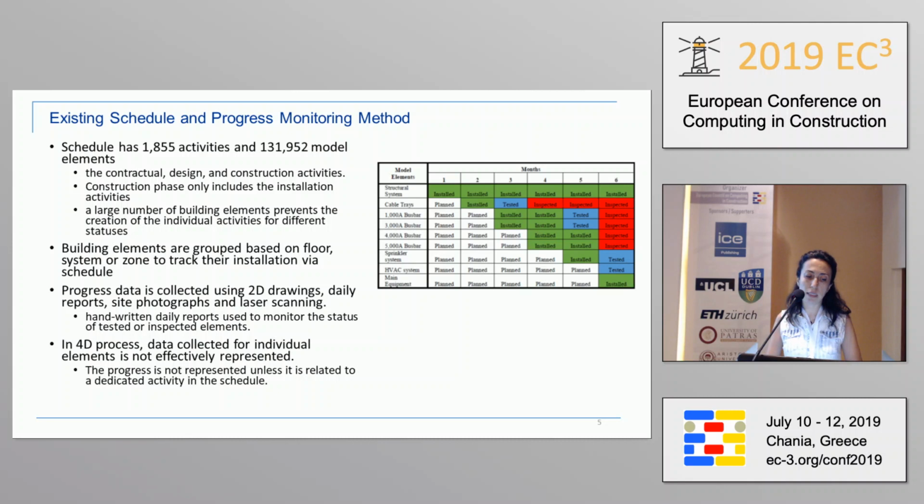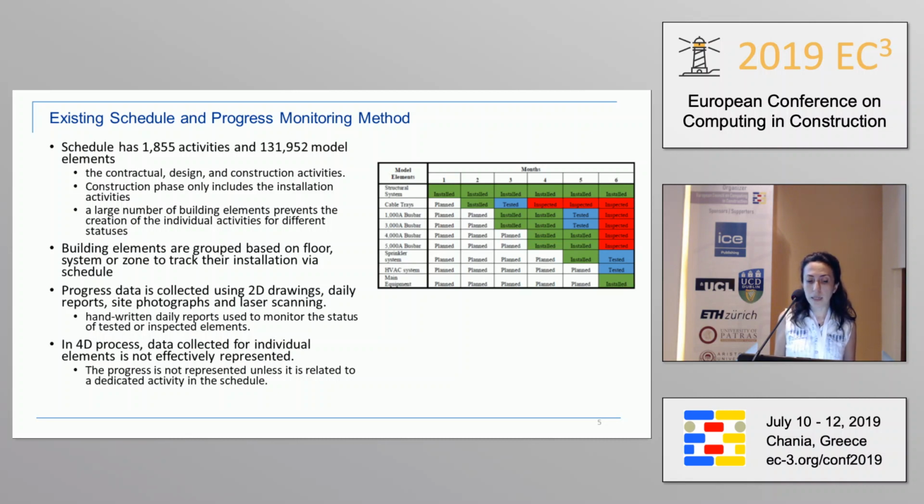When we look at the existing schedule and progress monitoring method, we see that the schedule has about 2,000 activities and about 132,000 model elements. The schedule had contractual, design, and construction activities. And the construction phase included only the installation activities, so there is no tracking of the other statuses like the testing or commissioning of the components.